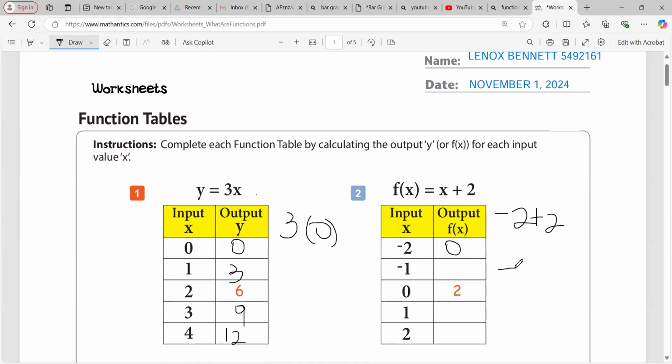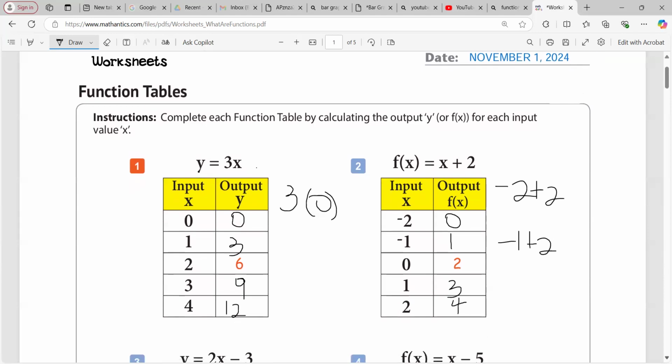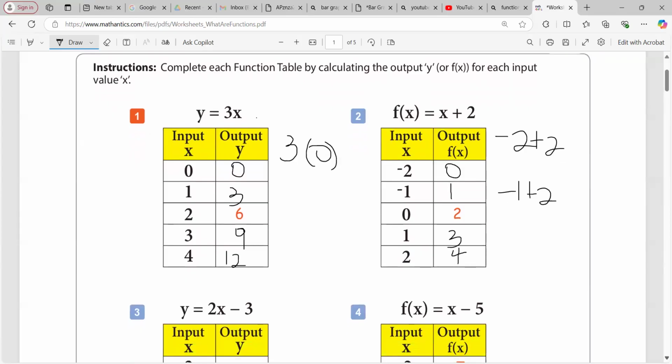X is negative 1. So what is negative 1 plus 2? Somebody type it in the comment section. Positive 1, right? And of course, 0 is done for us. 0 plus 2 is 2. 1 plus 2, 3. 2 plus 2, 4. And this is how we find the value for y if we want to graph the function f of x equal x plus 2, and so on.